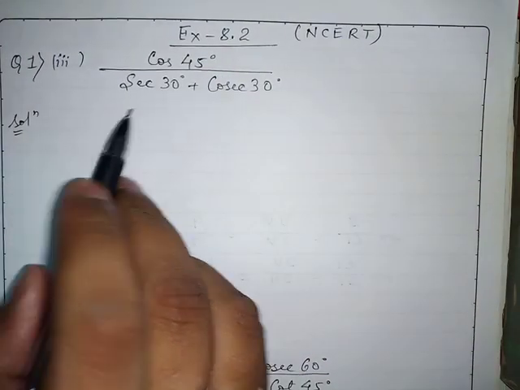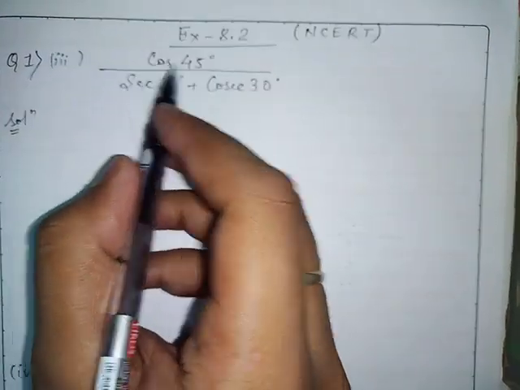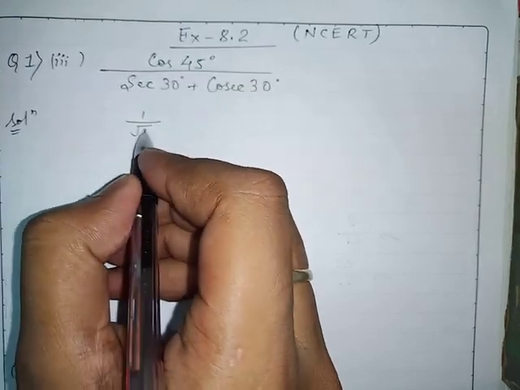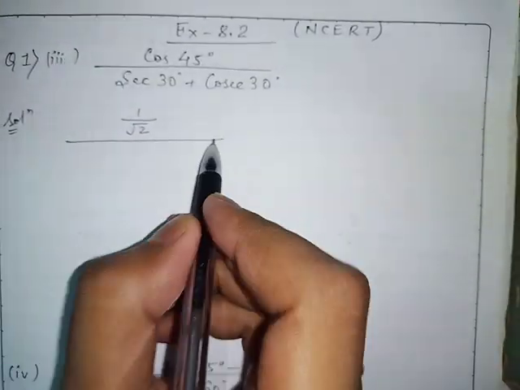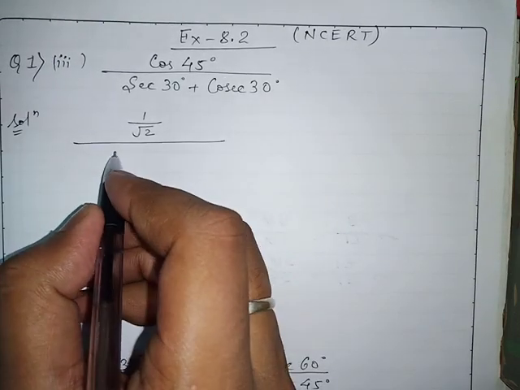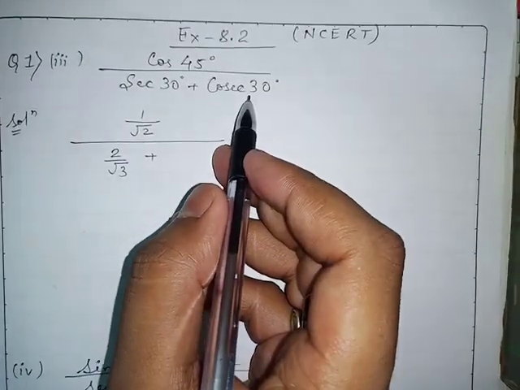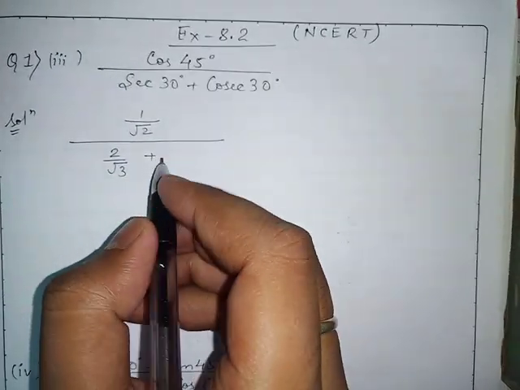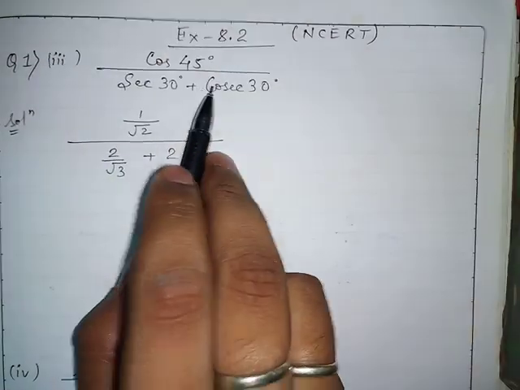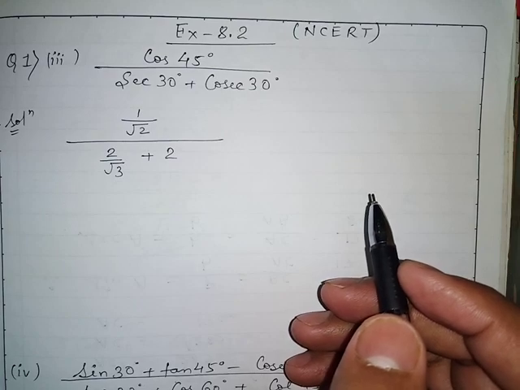Now cos 45 degree, we all know that the value of cos 45 degree is 1 upon root 2, divided by sec 30. Sec 30 is 2 upon root 3, plus cosec 30 degree is 2. You have to learn all the values of these trigonometric ratios.